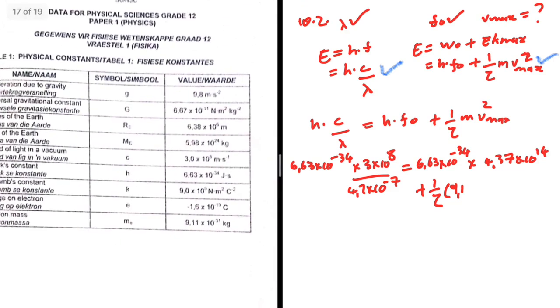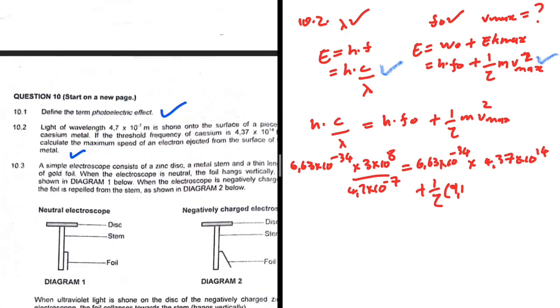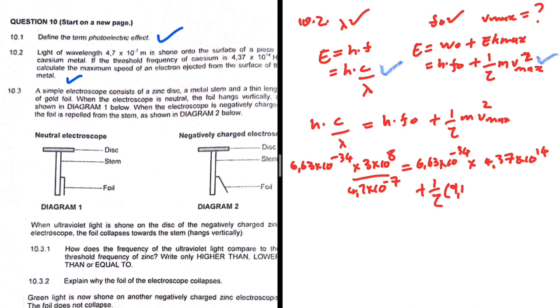9.11 times 10 to the minus 31, right? So 9.11 times 10 to the minus 31 multiplied by V max squared. So we are done with the physics. Essentially, we just need to solve for V max squared.